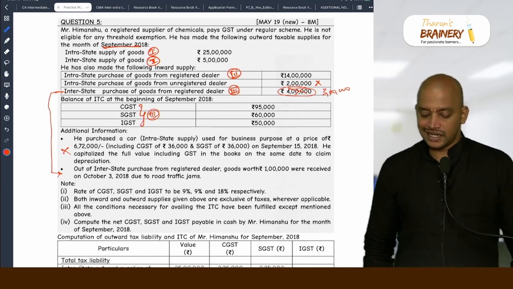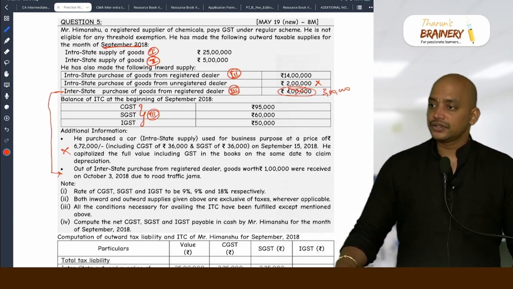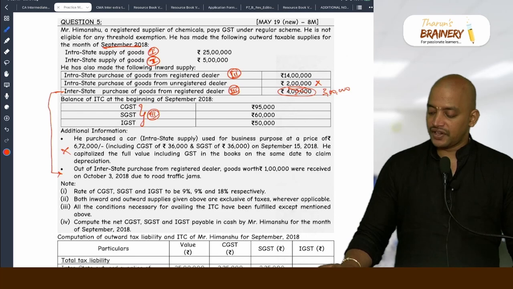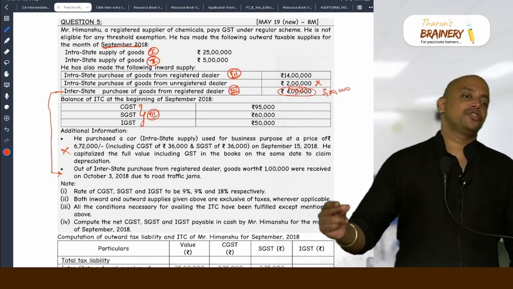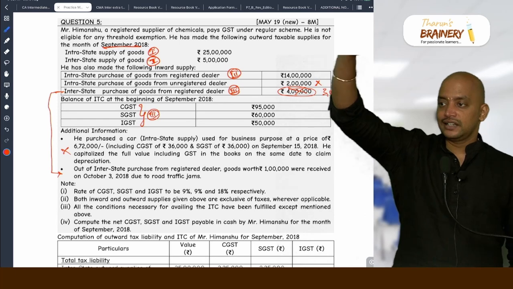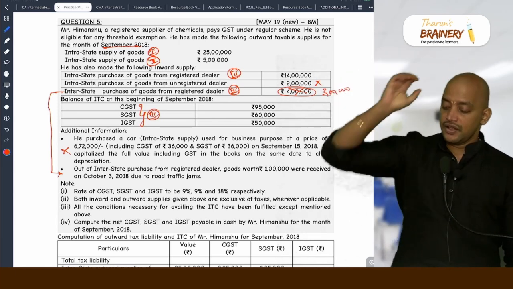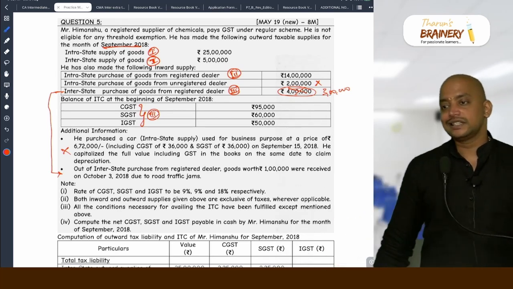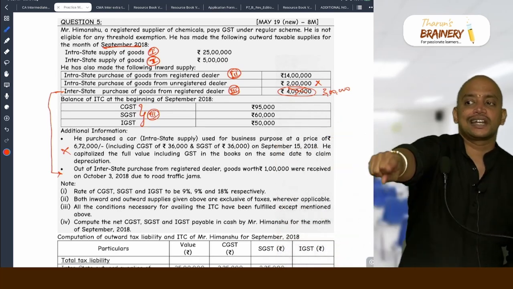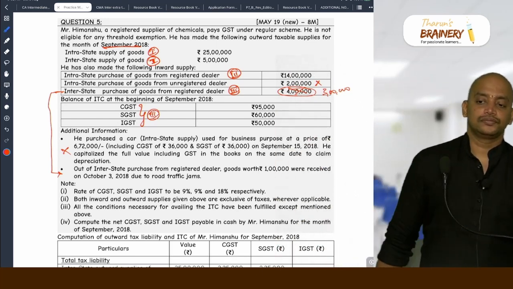Already 50 plus purchases 3 lakhs. So 3 lakhs into 18, 54 plus 50, 1 lakh 4. 1 lakh 4 we will use 90, correct? Fully IGST. Still how much is there? 14,000. Where we have lesser credit? SGST. SGST we have lesser credit, correct? So use it for SGST minus 14,000.